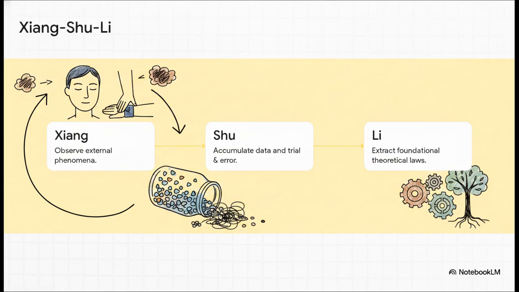Well, it wasn't magic. It was built through an ancient, incredibly rigorous method known as Shang Shu Li. Step 1 is Shang, centuries of strictly observing external symptoms, carefully tracking things like skin color, the subtle rhythm of a pulse, shifts in emotions. Step 2 is Shu, accumulating massive amounts of cross-generational trial and error data. And finally, Step 3, Li, extracting those observations and data points into foundational theoretical laws. It's this continuous, logical loop of observation, data accumulation, and theory generation based entirely on centuries of documented human experience.